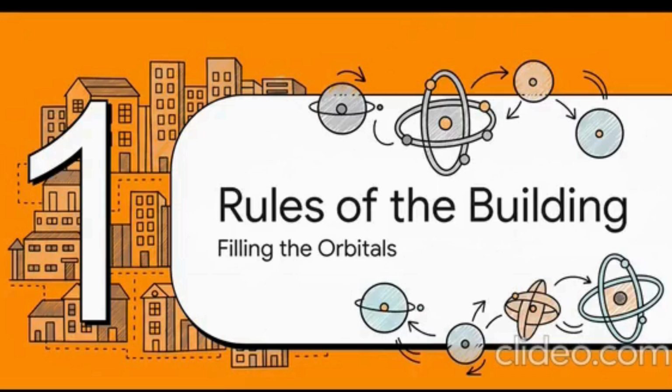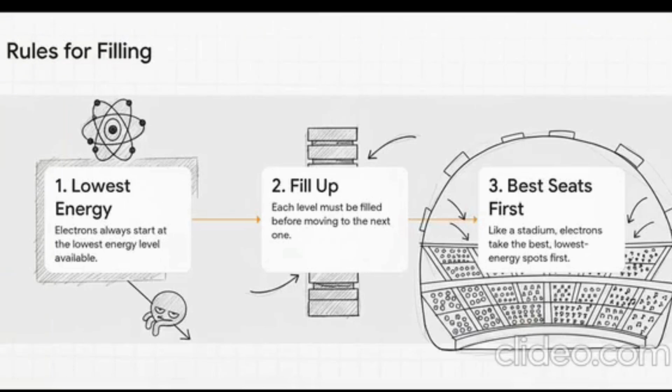So, how do we figure out these addresses? Well, like any good building plan, there are rules. You can't just put things anywhere. So, let's go over the rules of the building. Okay, rule number 1, and this is the big one. Electrons are kind of lazy. They will always take the lowest energy spot they can find. It's just like filling up a stadium for a concert, right? Everybody wants the best seats, right down front, close to the stage. You fill up that front row completely before anyone even thinks about sitting way up in the nosebleeds. Well, atoms fill their energy levels in the exact same way.